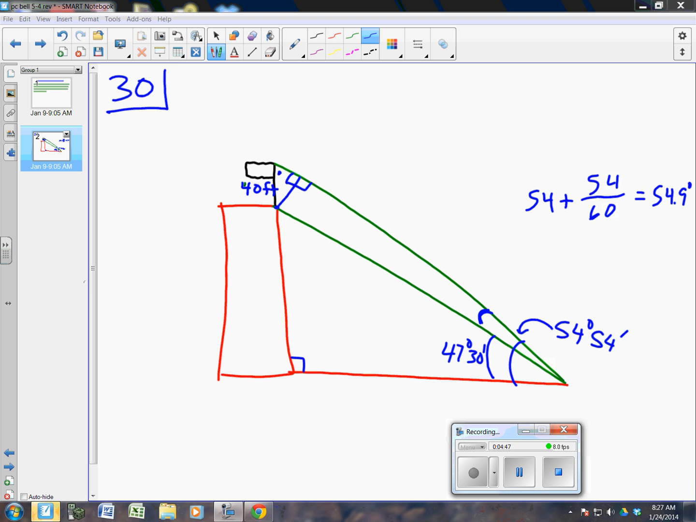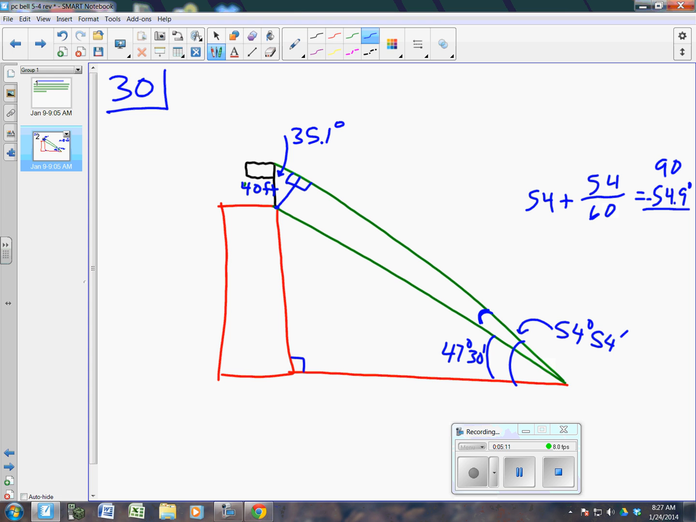Get this one up in the corner. 90, do that. 90 minus 54.9 degrees. What do you get? 35.1 degrees. So this angle up here in this corner is 35.1 degrees. Is that what you said? Okay.